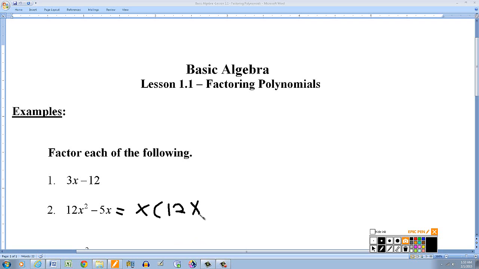I have a minus 5x here, so if I factor out the x, that just leaves me with a minus 5. Okay, and that's as far as we can go with this one. So this factors into x, parentheses, 12x minus 5.